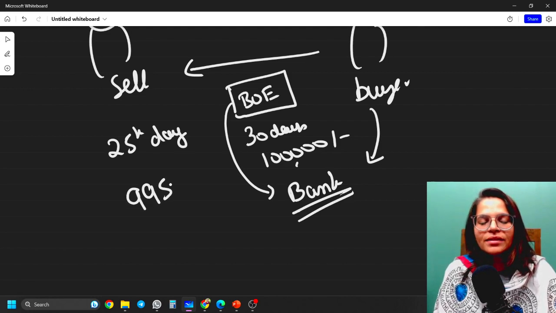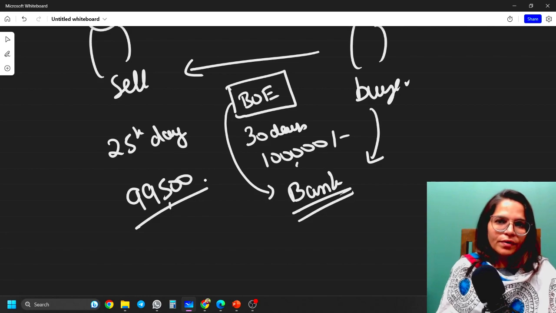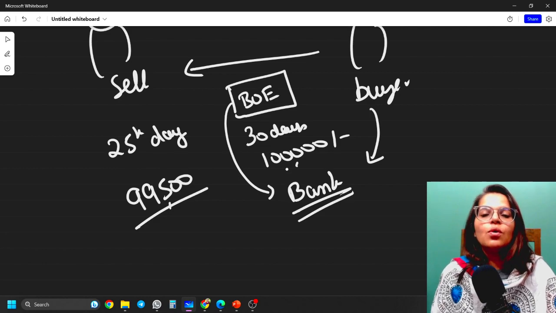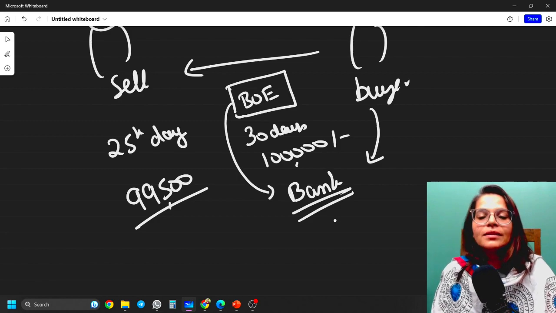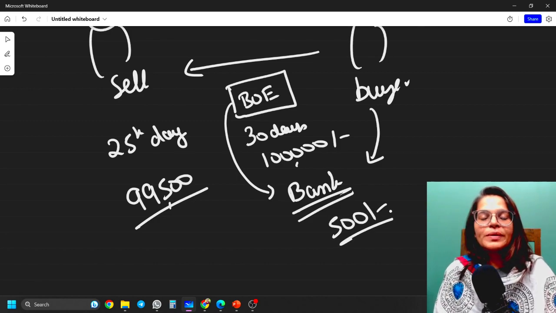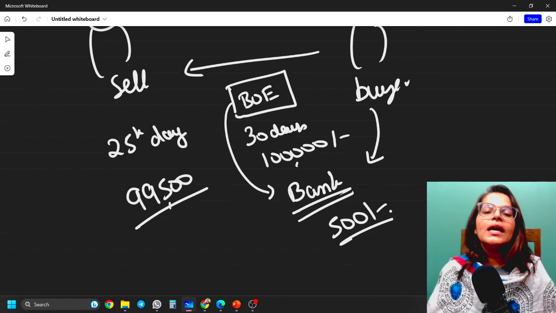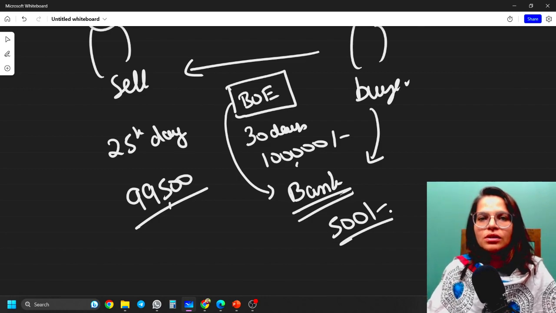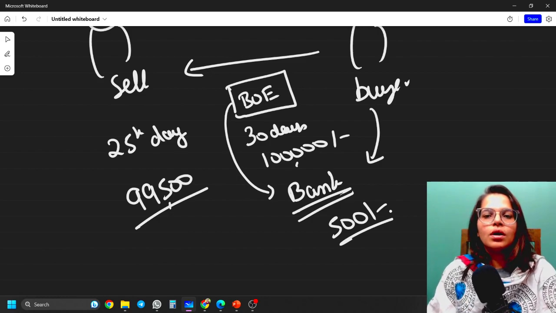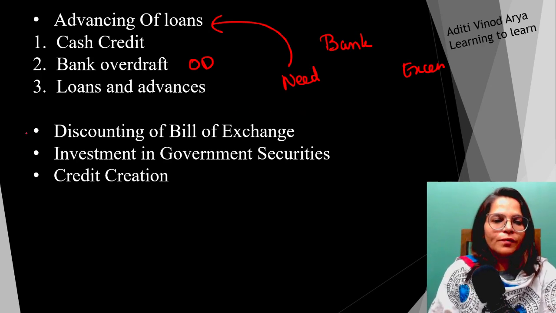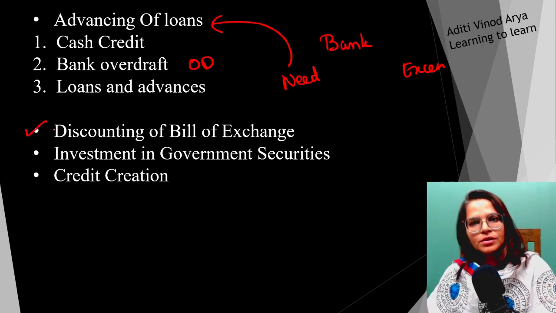For example, 99,500. So I lost 500, but it doesn't make much of a difference to me because I need the cash immediately. So what did I get? I got the cash. And what did the bank get? The bank got 500 rupees in this single transaction, whereas discounting of bills takes place every day in a very large number of transactions. So this is how banks earn a lot of money also through discounting of bills. So this is another function of banks, that is discounting of bills of exchange, apart from advancing of loans and deposits.